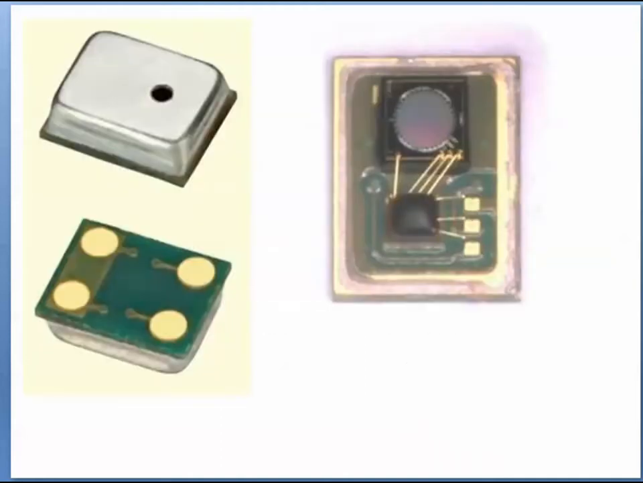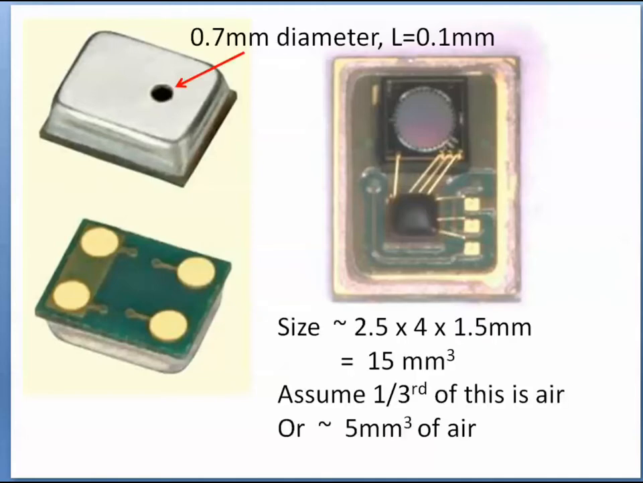This slide shows the microphone that I have in mind. It's a MEMS microphone with an exterior sensing port through its metal cap. Here, this shows the dimensions of the microphone. That port in the metal cap is 0.7 millimeters in diameter, and the metal is about 0.1 millimeters long.